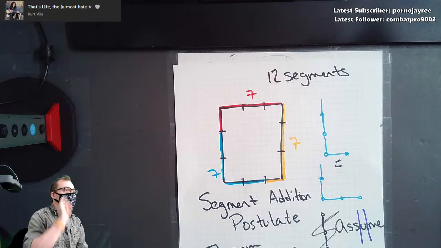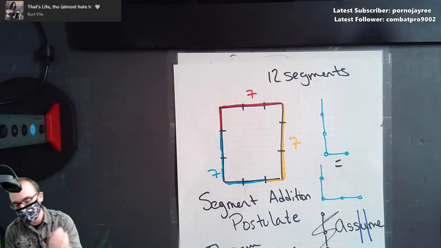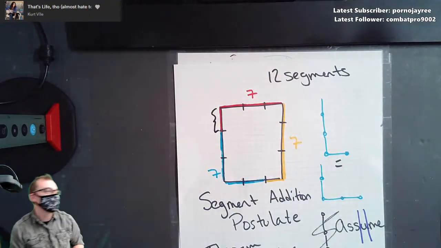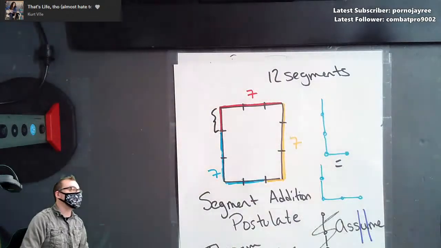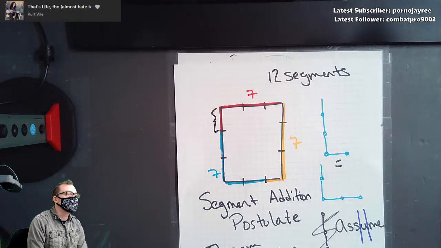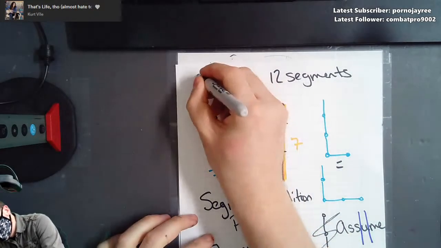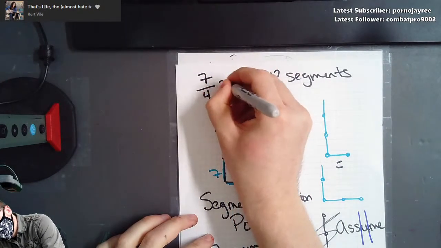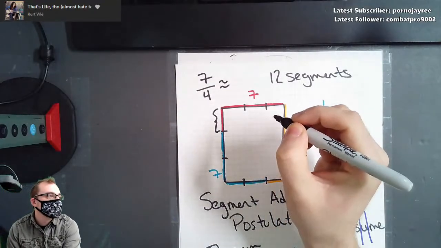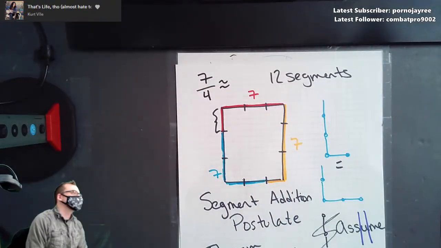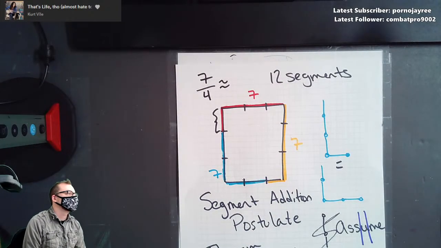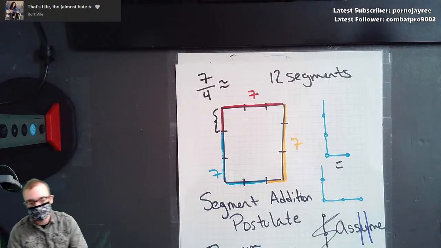But those segments aren't each one. How long is each individual segment? That's the next question, I think, right? Well, I know 4 segments is 7. 7 divided by 4. What is that about? Think about it. 8 divided by 4 would be what? A little less than 2, right? So 1 point something.